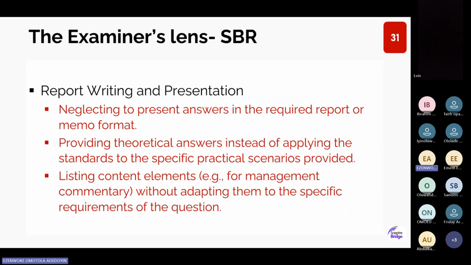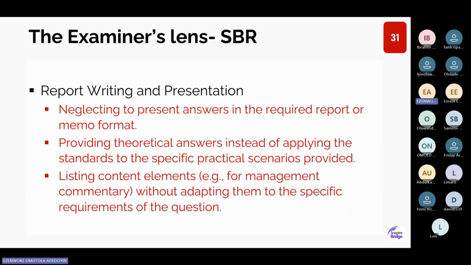All right. So report writing, yes. Talking about neglecting to present answers in required report or memo formats. Please always, if the question wants it in a report, let it follow a report. A report will always come with a date, with a title, so it has to follow. You don't say, because you are writing, this is not typed. No, you still have to show it, writing and ability to understand the content and elements of management commentary and be able to relate to that.